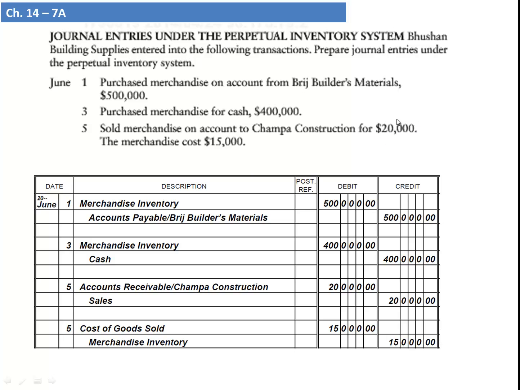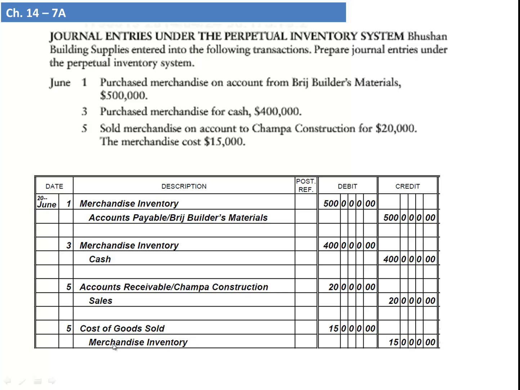So our sales, our revenue, is going to be credited for the $20,000. So we credit sales for the $20,000. And since we sold it on account, we're going to debit our accounts receivable, and then further debit our customer account for the $20,000.